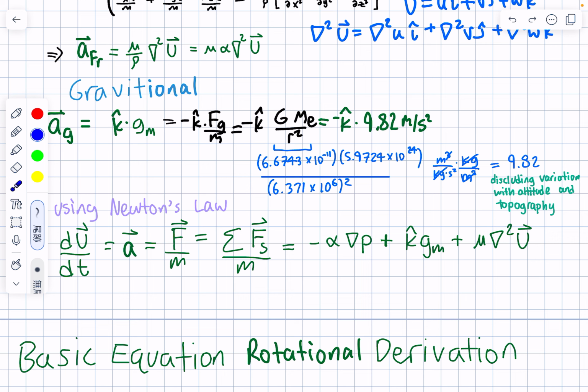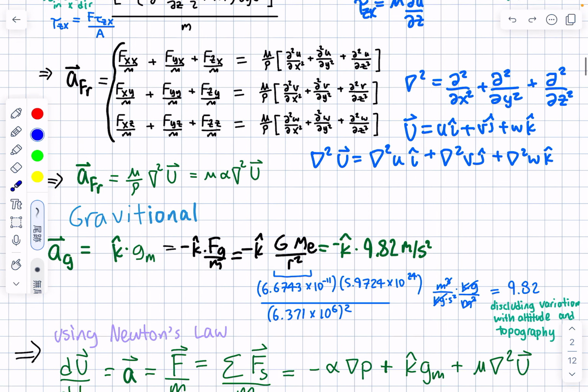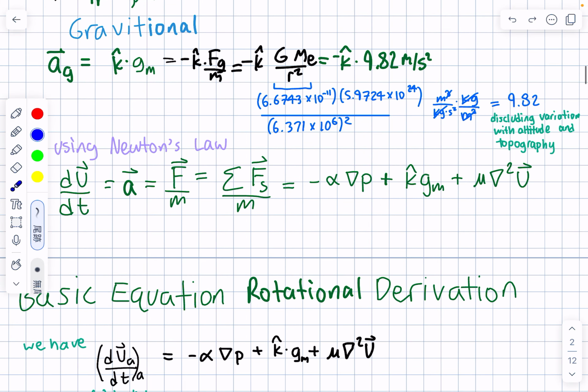So we have that du dt, which is the definition of acceleration, the derivative of velocity, is equal to the sum of all forces divided by mass. And we already accounted for mass in all these equations. We had divided by mass, so that's already taken care of. So each time we can also write this as the sum of all accelerations.